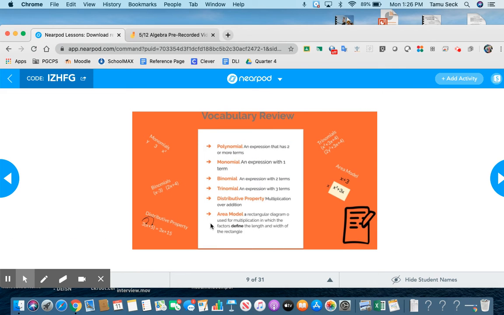Let's review some polynomial vocabulary. A polynomial is an expression that has two or more terms. A monomial is one term. A binomial means two terms. A trinomial means three terms. The distributive property is multiplication over addition. And an area model is when you multiply a length and a width of a rectangle.